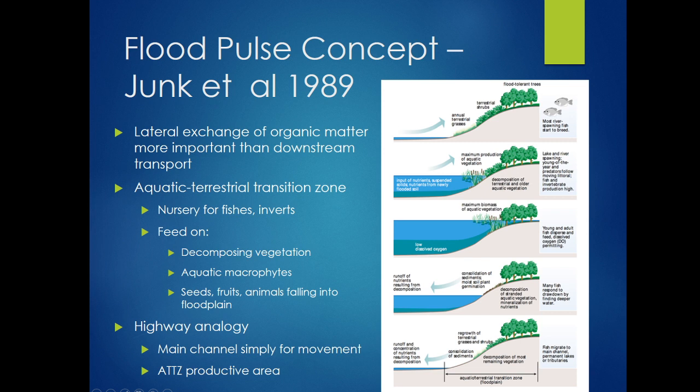So they put together this highway analogy where the main channel area was really just for movement, but the riparian, the aquatic terrestrial transition zone, was the real productive area. Think about an interstate system: you move along the highway, you move along the river to get from place to place, but you get off the highway to fill up with gas, to get your food, to get your snacks.